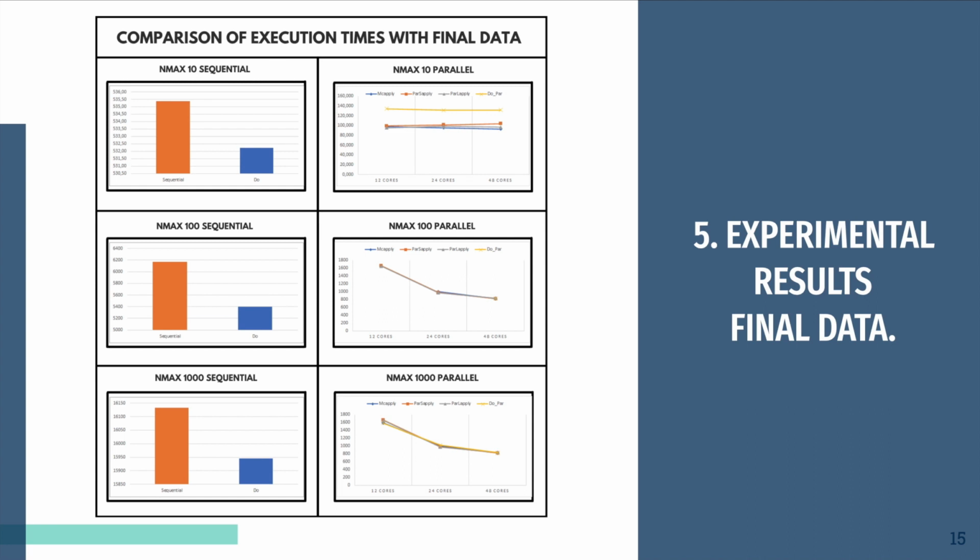So in the second column, when nmax is 10, there is no significant change due to 12 cores. But when we continue with nmax 100 and 1000, we see the same behavior, which is a reduction in time with the increase of the cores. And the reduction of the time from 12 cores to 24 cores is greater than from 24 cores to 48 cores.